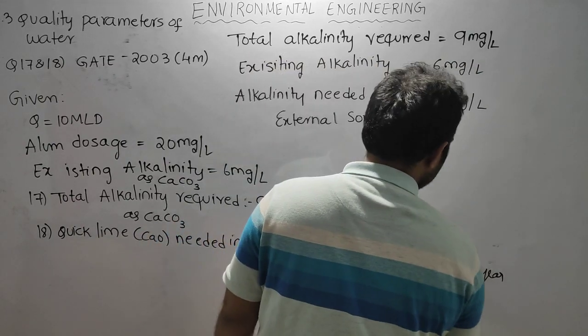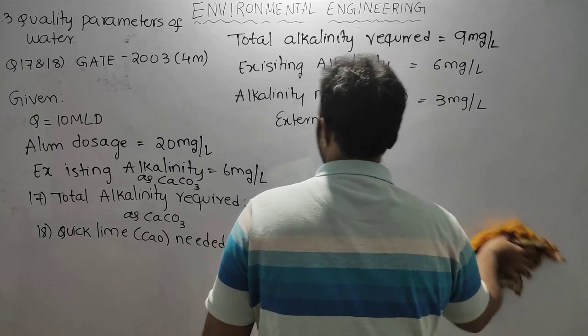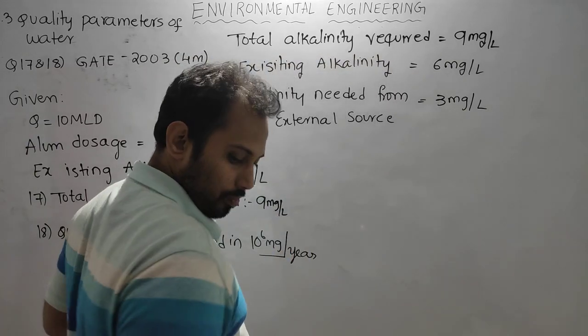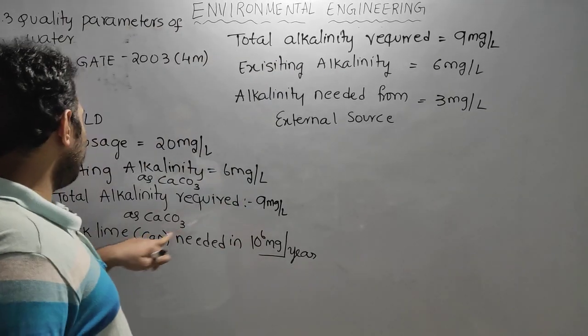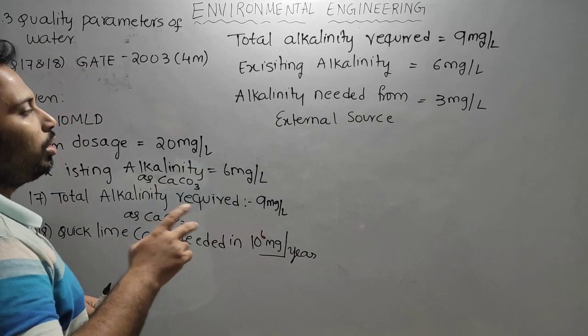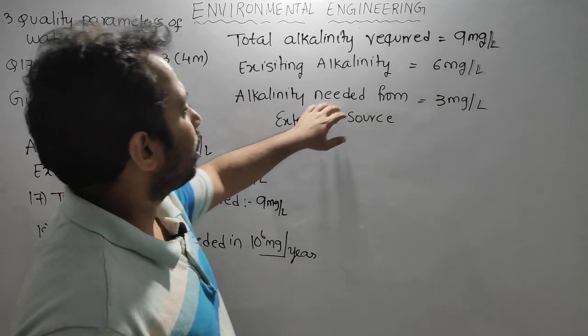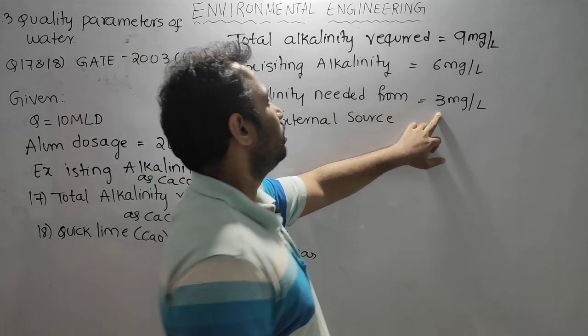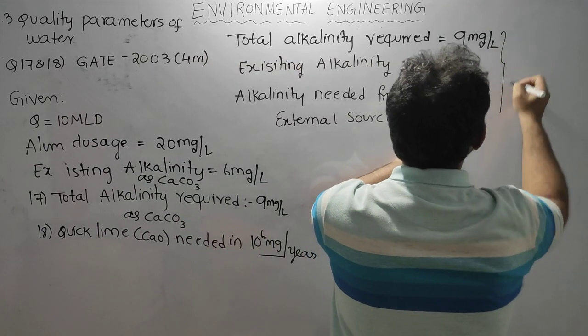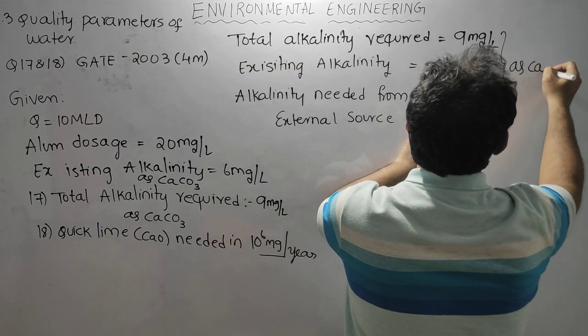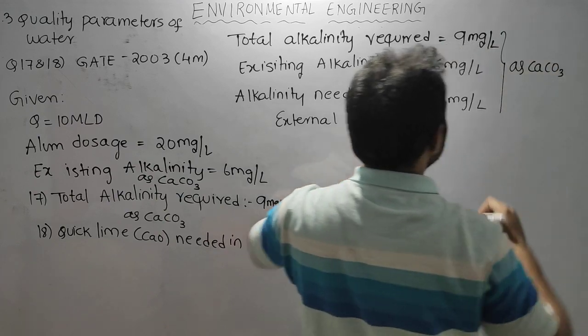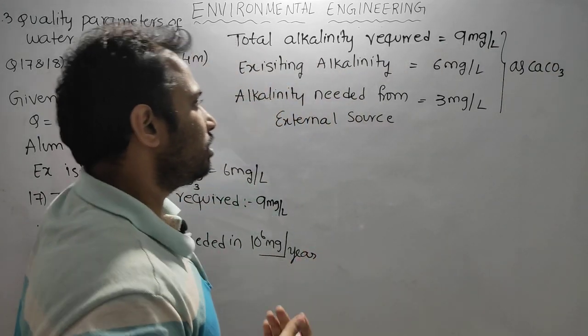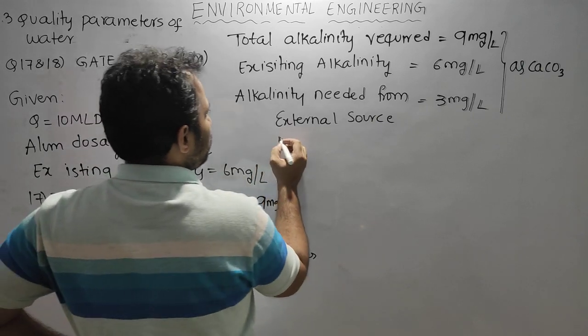Here actually I made a small mistake. Here it was quicklime, CaO. Here this is 3 mg per liter as CaCO3. I wanted to convert this alkalinity of 3 mg per liter, which is as CaCO3, into as CaO. Now what is it as CaO? So 3 mg per liter.